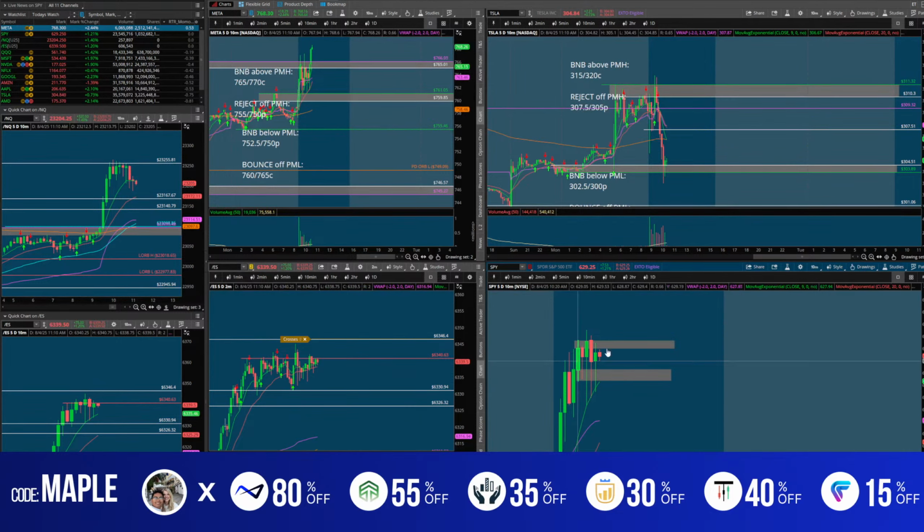Yep, the OG Doji, so the original Doji. This is really like a spinning top. I just have the chart kind of zoomed in.